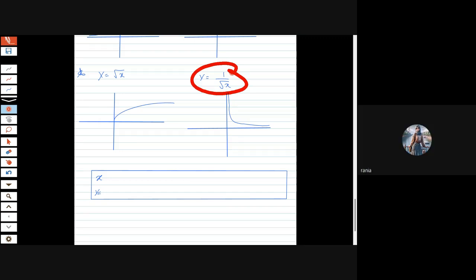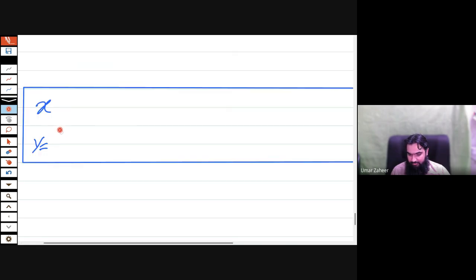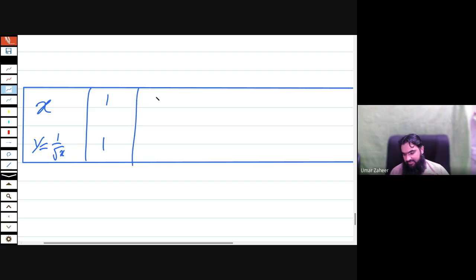1 divided by square root of x, let's say. Okay, 1 divided by square root of x. Yes, everyone, please use a calculator and just tell me the final values. For x equal to 1, I know that y is 1. For x equal to 2, y is, yes, tell me the value.